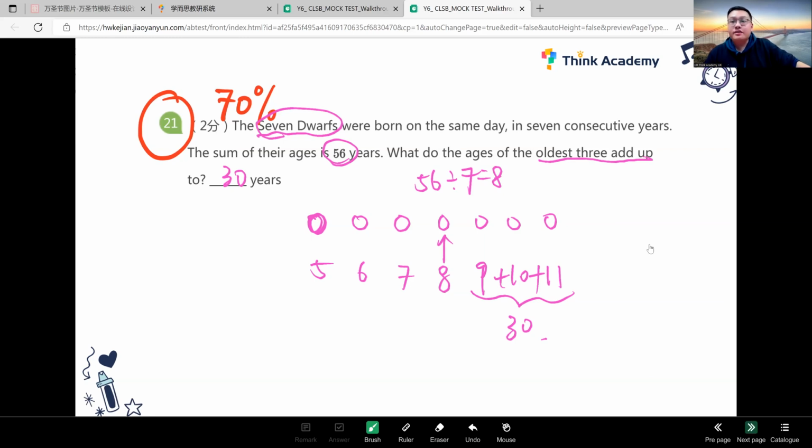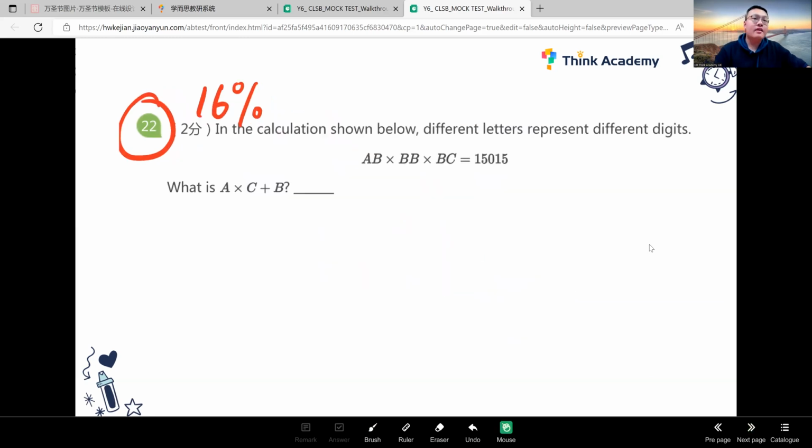Okay, we're ready to move on to the last one. And this one will be the most difficult question today. In the calculation shown below, different letters represent different digits. What is A times C plus B? And you see, you times 3 two-digit numbers together, right? You got this number over here, which is 15015.